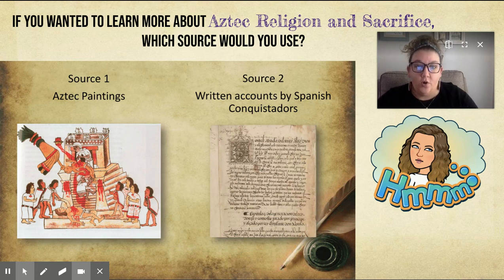If I wanted to learn more about Aztec religion and sacrifice, which source would I use? Would I use source 1, Aztec paintings, or source 2, written accounts by Spanish conquistadors? Keep in mind, both are valid sources, and both are actually primary sources. But which one is going to be better to help me, a person living in 2020, to understand Aztec religion and Aztec sacrifice? So is it source 1, the Aztec paintings, or source 2, written accounts by Spanish conquistadors?